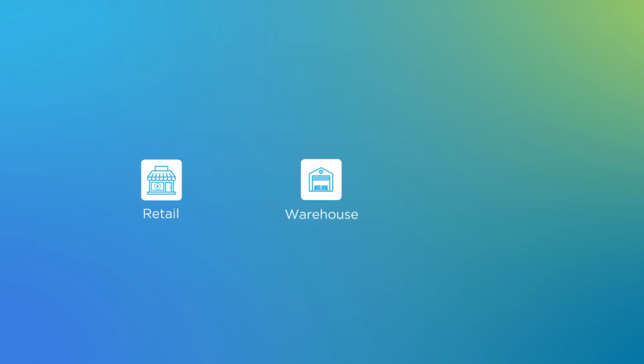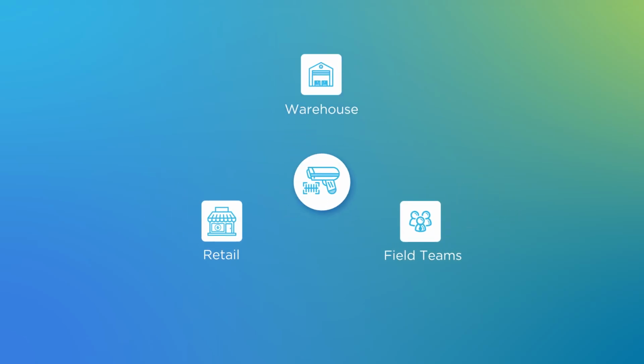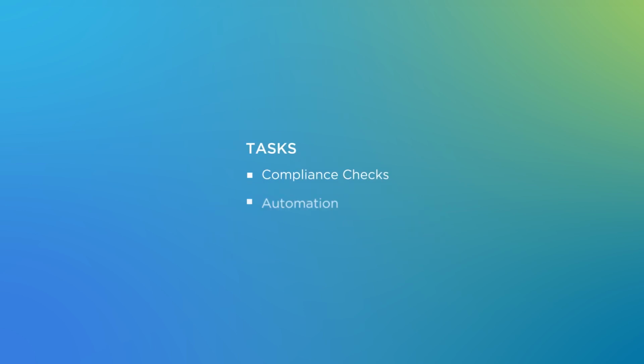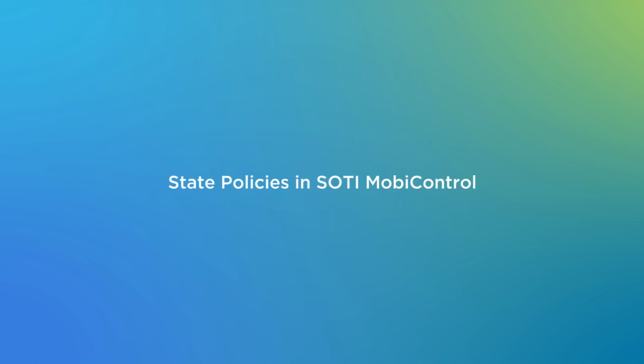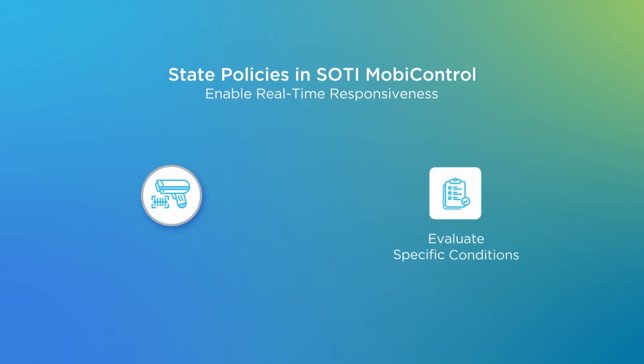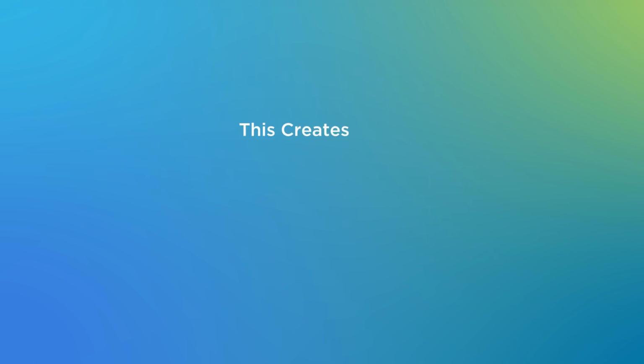Retail, warehouse, and field teams rely on devices that react the moment conditions change. Tasks such as compliance checks and automation require instant responses rather than scheduled check-ins. State policies in SOTI MobiControl enable real-time responsiveness by allowing devices to evaluate specific conditions locally and act the moment those conditions are met. This creates faster reactions, more consistent behavior, and smoother automation across large device fleets.